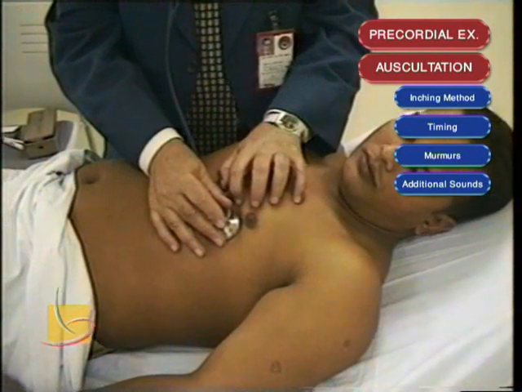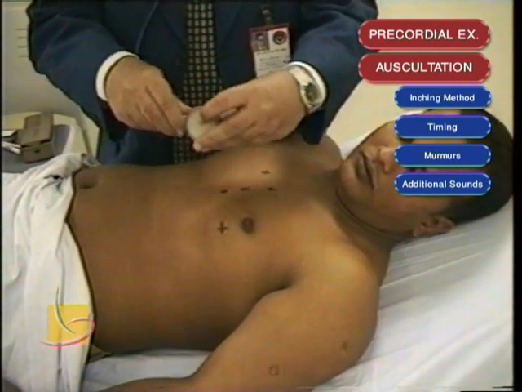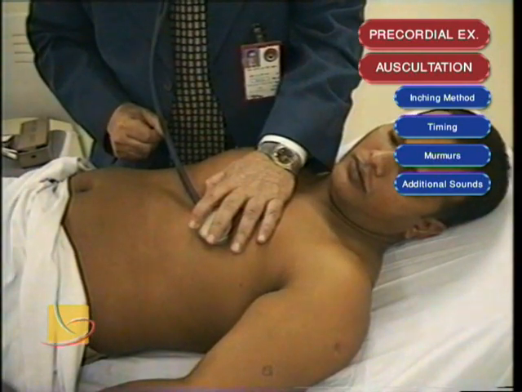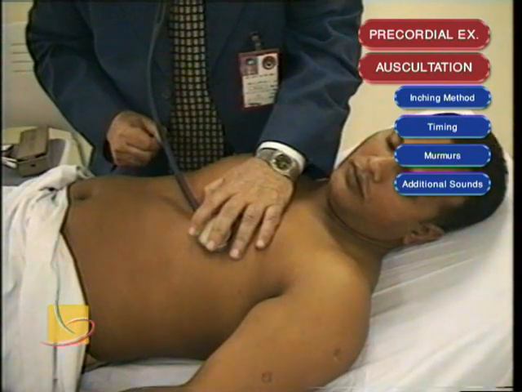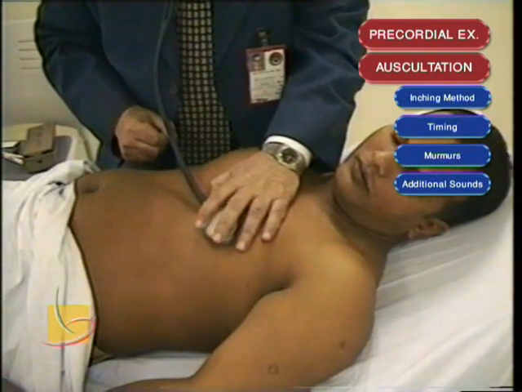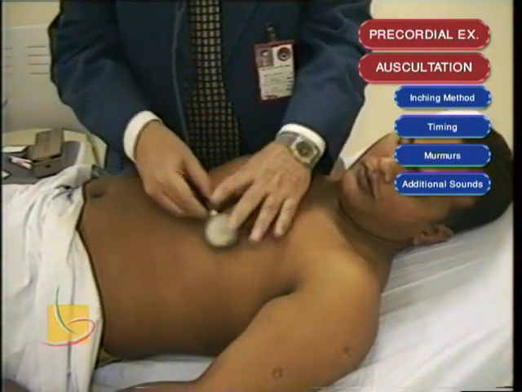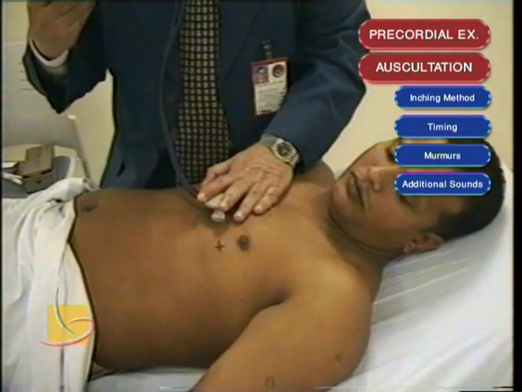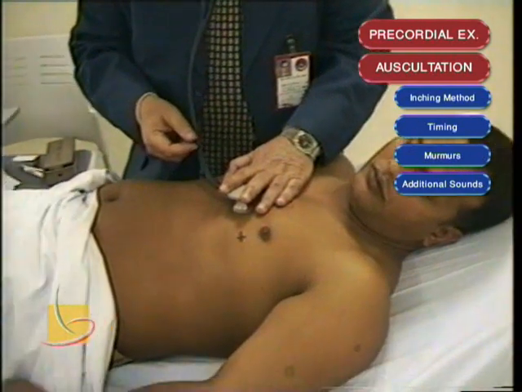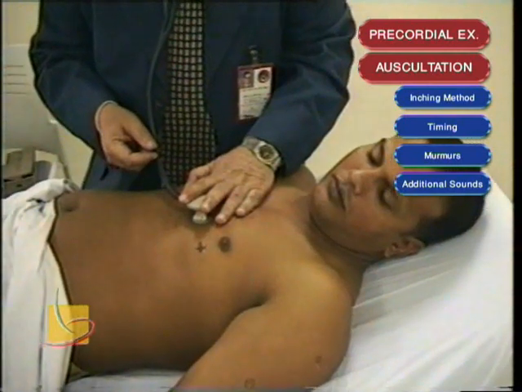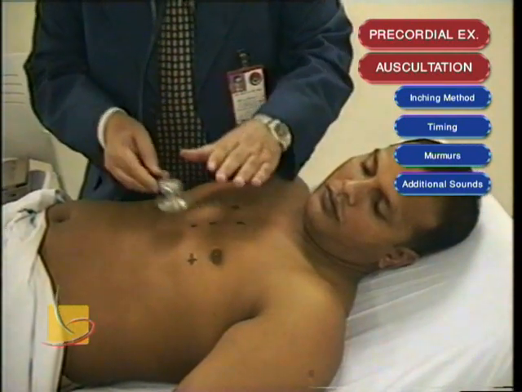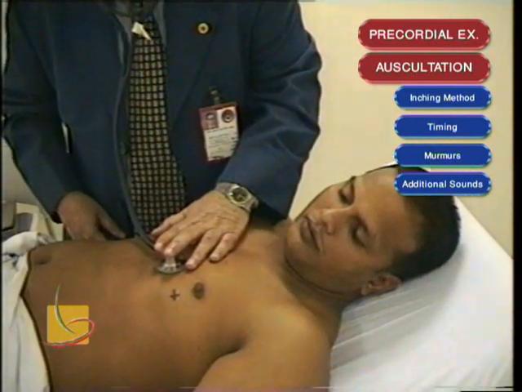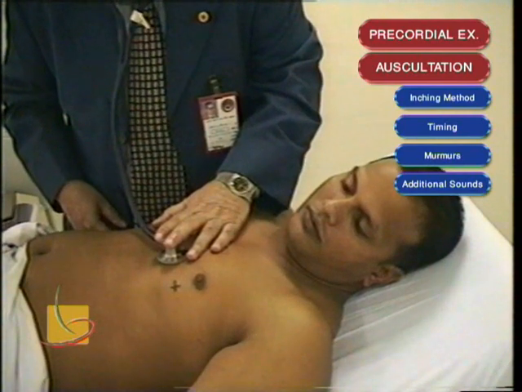Then before I leave the mitral area, we have to use the bell to try to appreciate any mid-diastolic rumbling murmur due to mitral stenosis. Then the bell on the tricuspid area to appreciate any mid-diastolic rumble due to tricuspid stenosis. Then the diaphragm to appreciate if there is pan-systolic murmur due to tricuspid regurgitation.